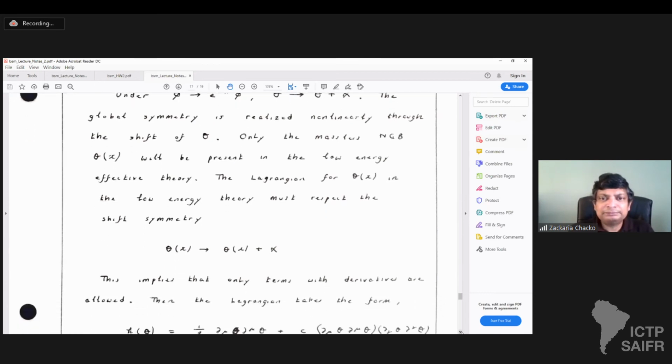Now, in the low energy theory, the radial mode will not be present because it's heavy. So only the massless Nambu-Goldstone mode theta of x will be present in the low energy effective theory. The Lagrangian for theta of x must respect the shift symmetry.